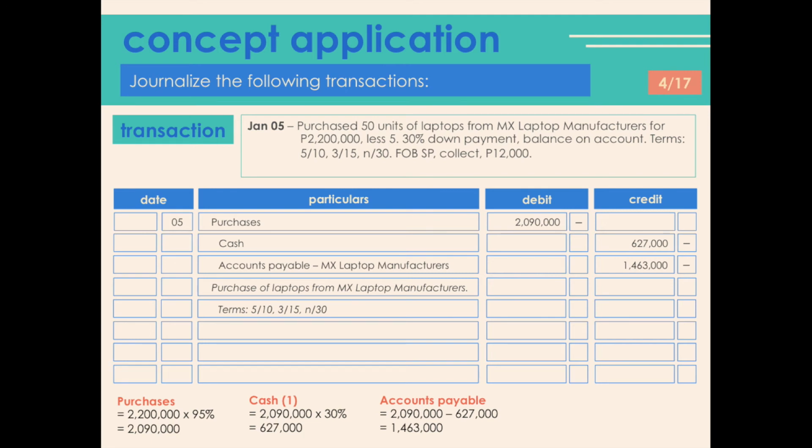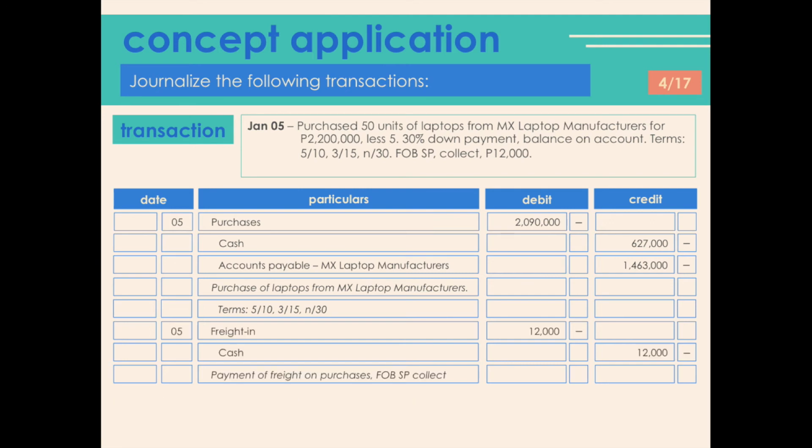The transaction also includes the freight terms FOB shipping point collect for 12,000 pesos. So we need to check if an entry is necessary in the company's books. FOB shipping point means that the buyer will shoulder the freight. The company is the buyer here, so we need to debit freight in for 12,000. Collect indicates that the buyer, in this case the company, also made the cash payment, so we credit cash for 12,000 pesos as well.